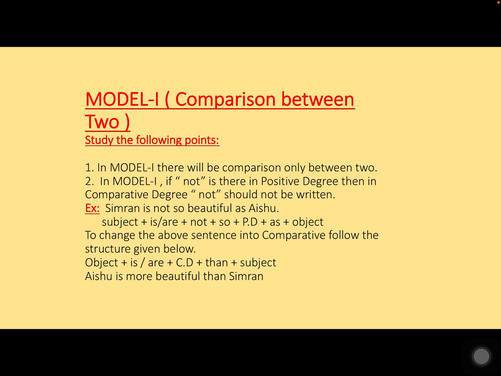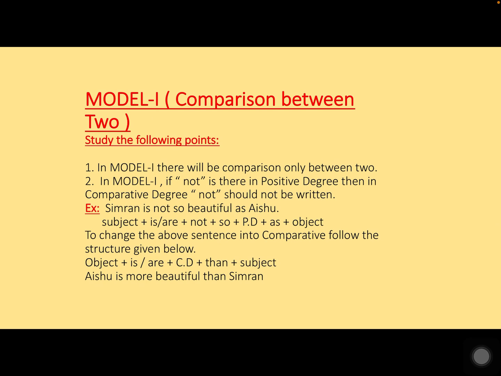For example, look at the sentence: Simran is not so beautiful as Aishu. Now this sentence, first of all you have to identify in which degree it is. To know that, we have to look at the structure. So Simran is what, children? It is the subject. Okay, is the verb and not is added over here. Okay, and so beautiful as Aishu. Now what is beautiful over here? It is the adjective, isn't it?